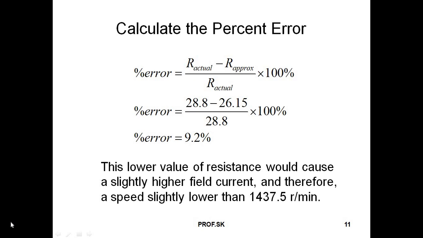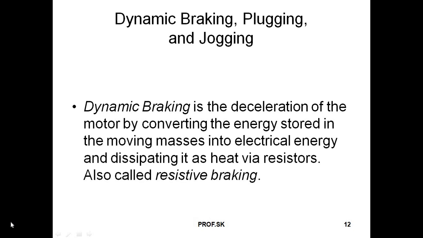This lower value of the resistance would cause a slightly higher field current and therefore a speed slightly lower than 1437.5 revolutions per minute. Dynamic braking, bucking and jogging.